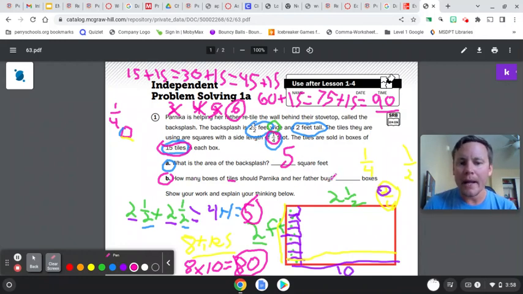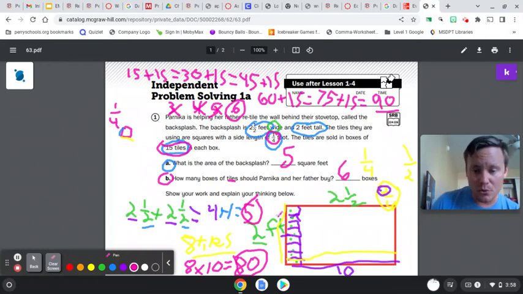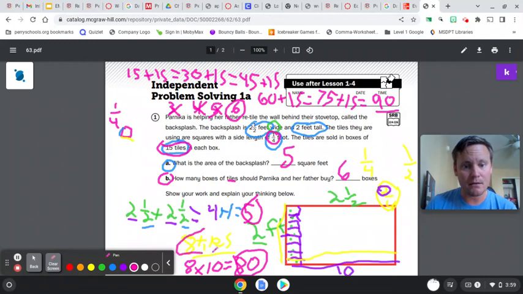So looking at our answer here, how many boxes of tiles should Parnika and her father buy? The answer here is 6. So we have 5 square feet. How did we do that? We took 2.5 plus 2.5, because 2.5 times 2, or you can do addition, 2.5 plus 2.5, okay? And we got 5. And then we had to figure out how many total tiles to get. So how did I do that? Well, I figured out how many 1/4 go into 1 foot. That would be 4. So if I had 2 feet, that would be 8 tiles. That's what we had here, right?